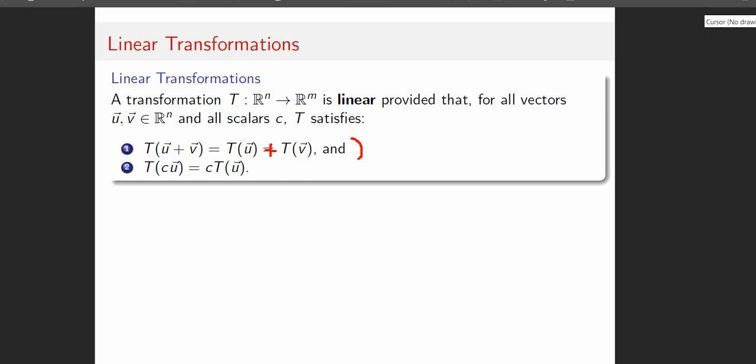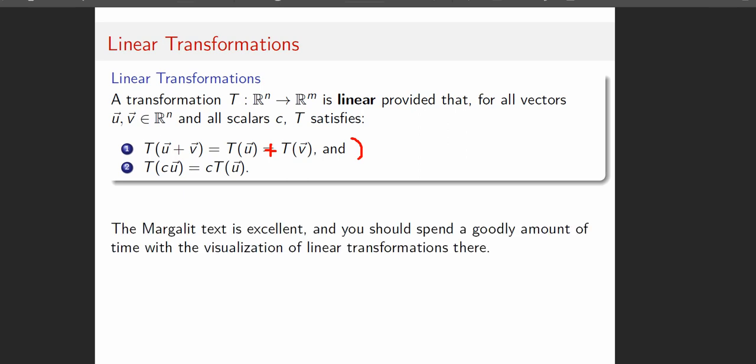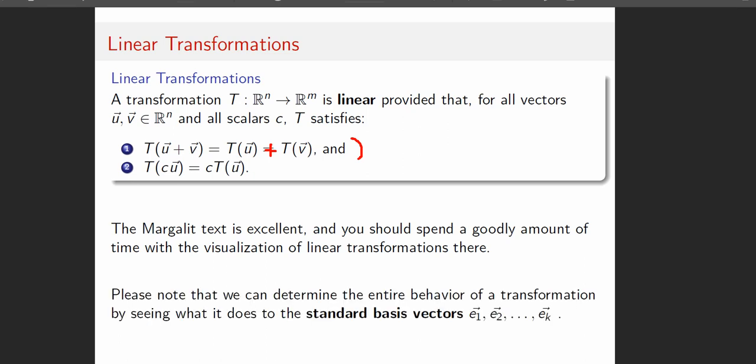Okay. Also, one thing that's always true is the textbook is just awesome on this, and they've got some nice visualizations. So check out section 3.3 in the Margalit text and try to get a better idea of what's going on.